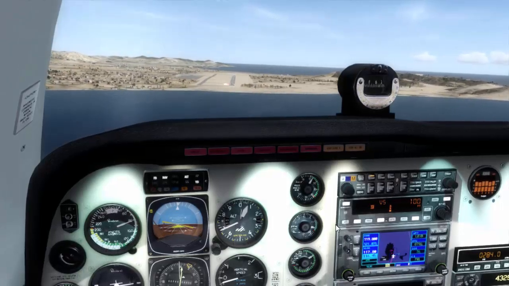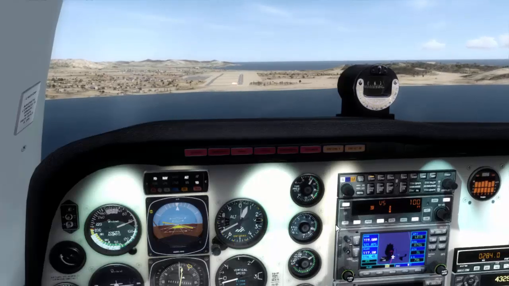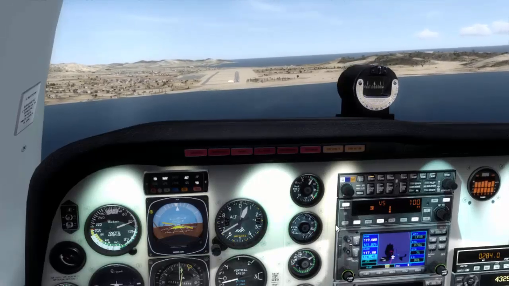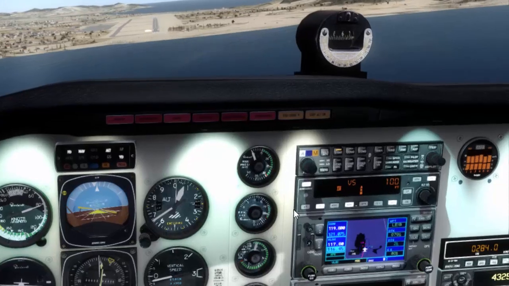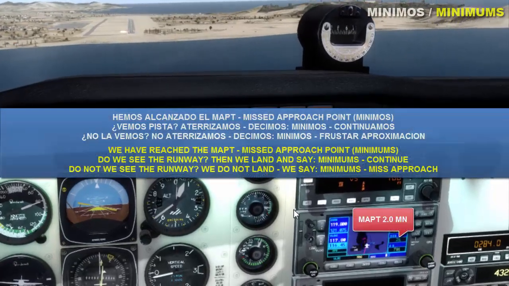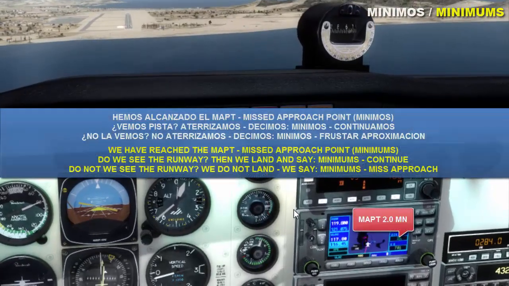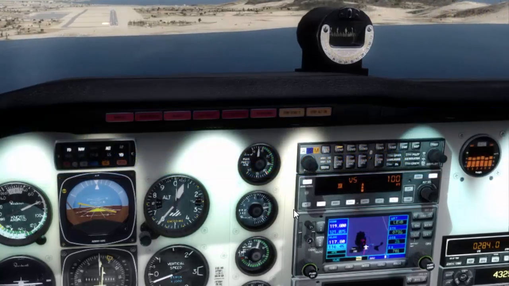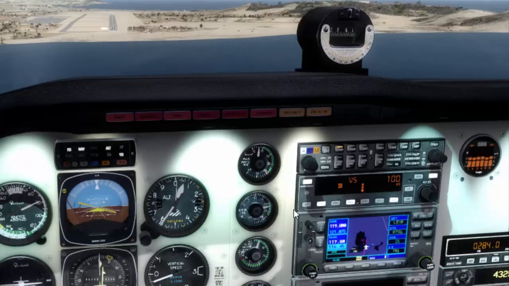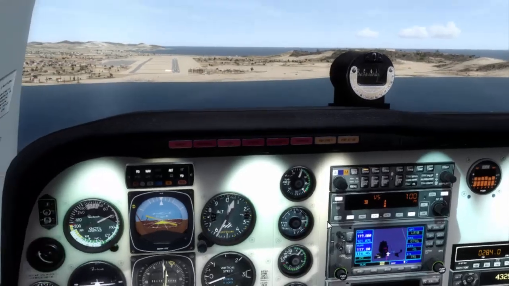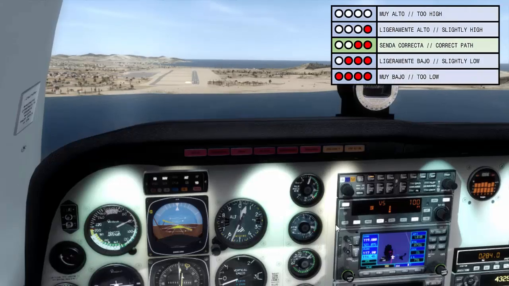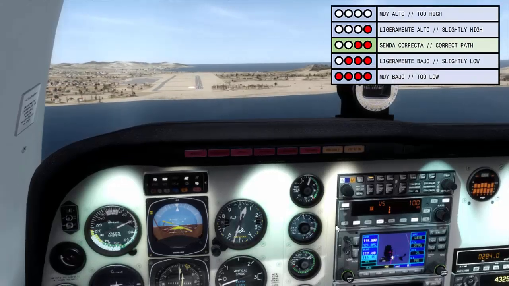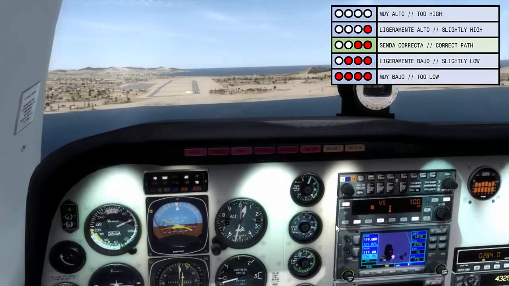We cannot continue following the VOR DME radial. Why? Because the VOR DME radial is placed at one side of the runway. Okay, so minimums, continue. We continue, okay, because we have reached the MAP, which is at 2 nautical miles from the IBIZA VOR DME.